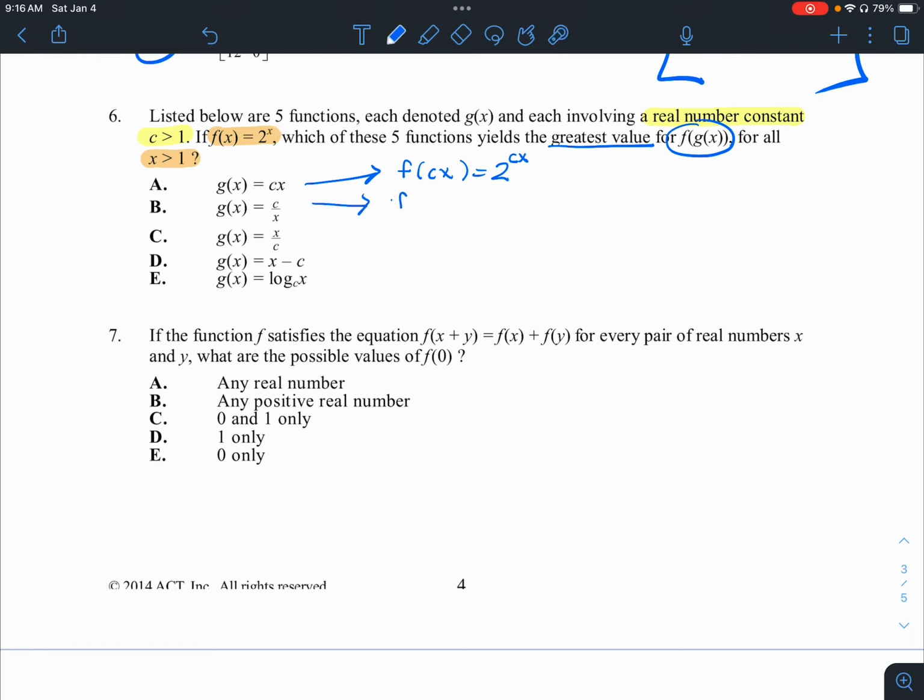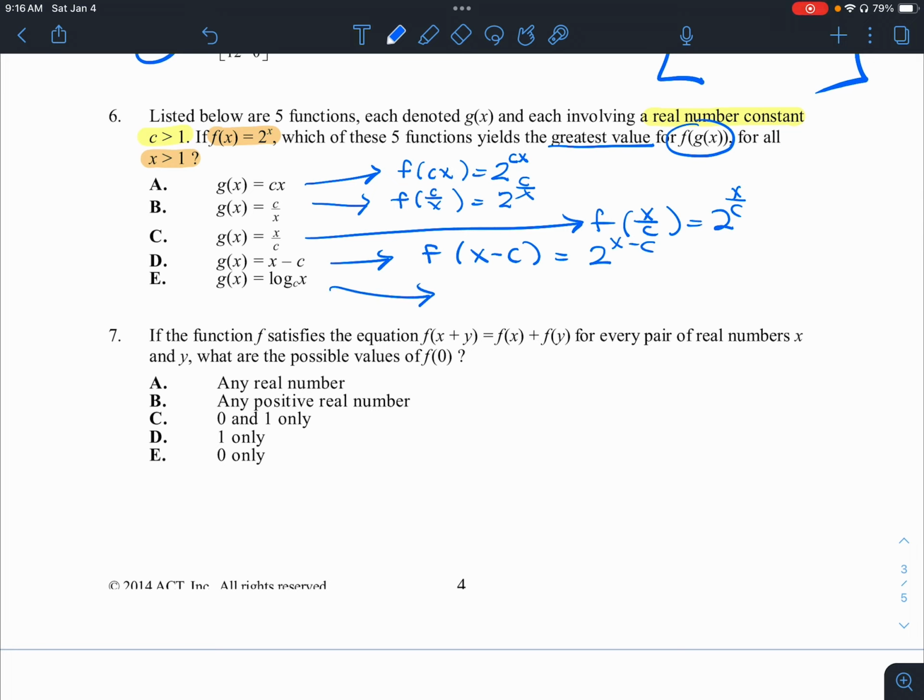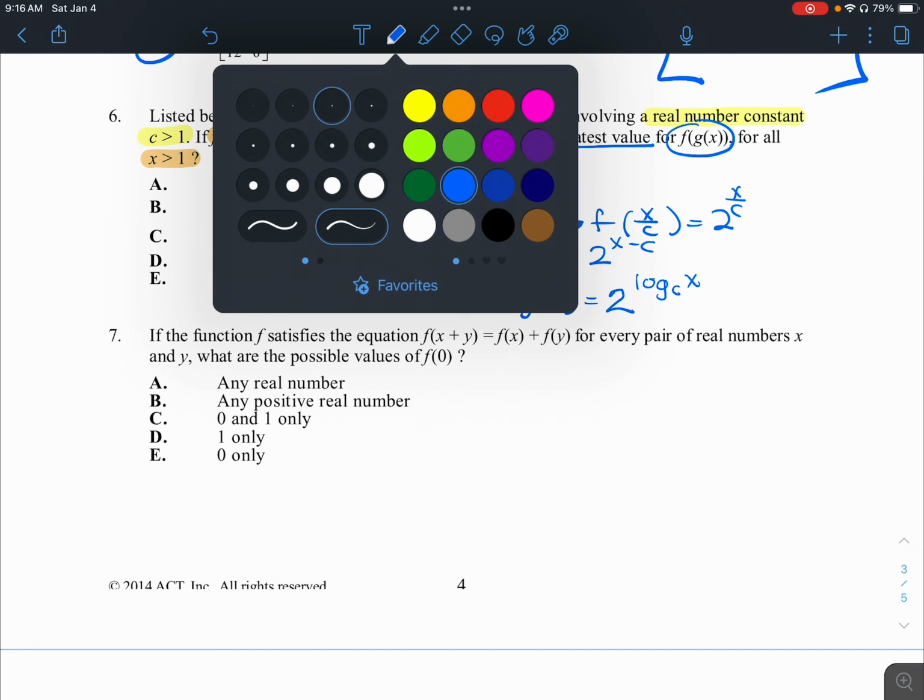If I do that for each of these, it will be f of c divided by x. That would be 2 to the c over x. Same thing here, only this is now 2 to the x over c. This would be 2 to the x minus c. And this one has a logarithm in it, which in Honors Algebra 2, anyhow, I'm not sure that we've gotten to logarithms just yet. All right, so if this still seems too challenging to try to figure out which of these 5 things would represent the greatest number, you can always just plug in some sample numbers.